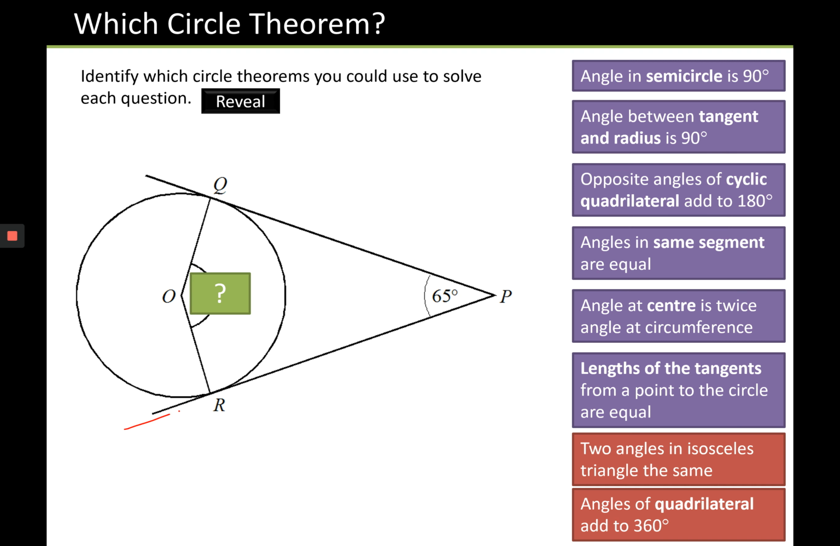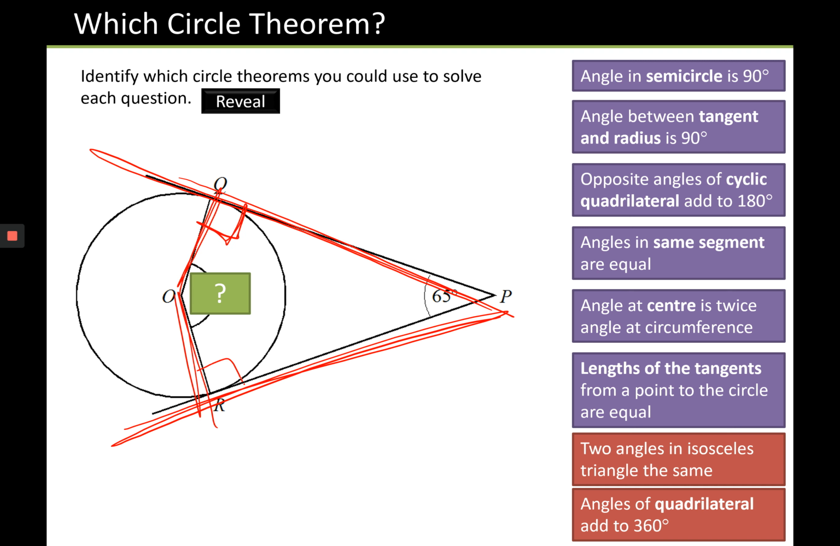Okay, here's the answers. You can see that this is a tangent. Here's another tangent. Here's a radius. So that means that has to be 90 degrees. That has to be 90 degrees. And also we have a quadrilateral. It's not a cyclic quadrilateral, but it's still a quadrilateral. You know the interior angles add up to 360. So that's 90 plus 90 is 180. So 180 plus 65. And then I do 360 take away 180, take away 65. Gives me 115 is my missing angle.